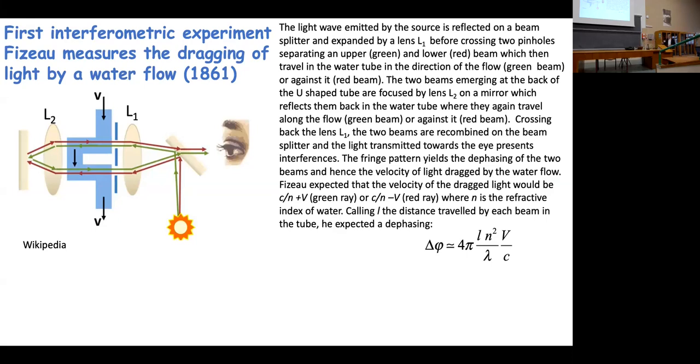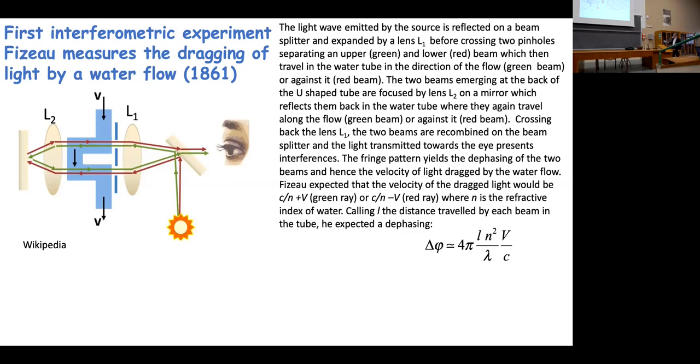You have a source of light. Here, a beam splitter, part of the light is sent here. And you have here a tube which has the shape of a U, and the water is flowing very fast from top to bottom. And you see that the light beam is separated in two paths.